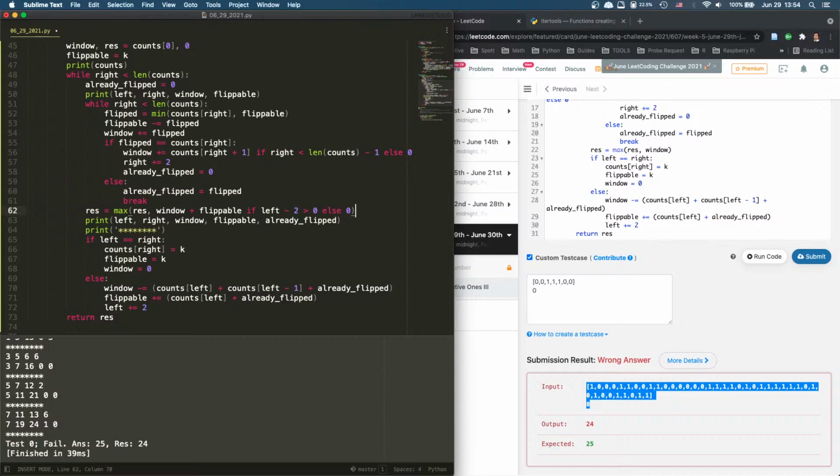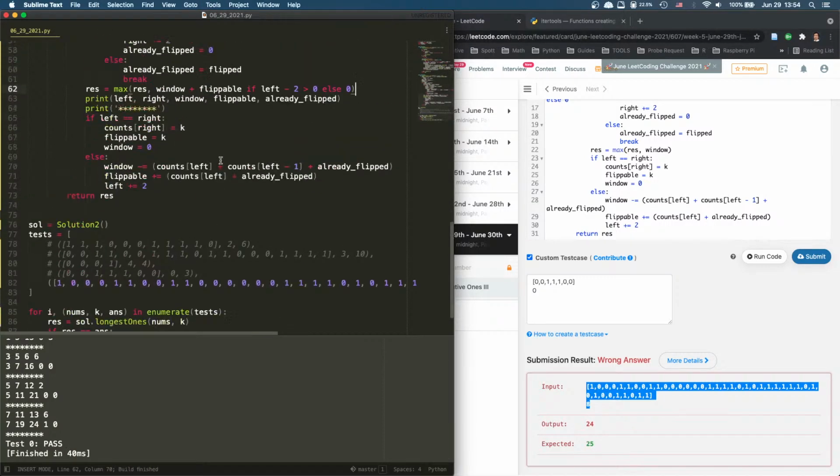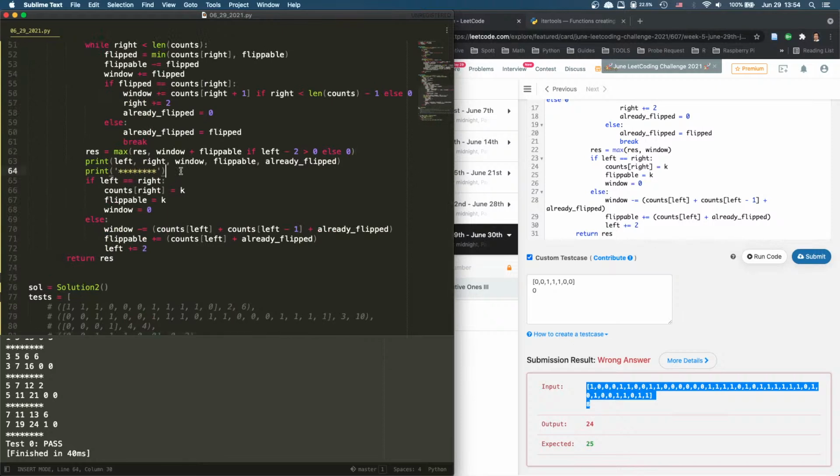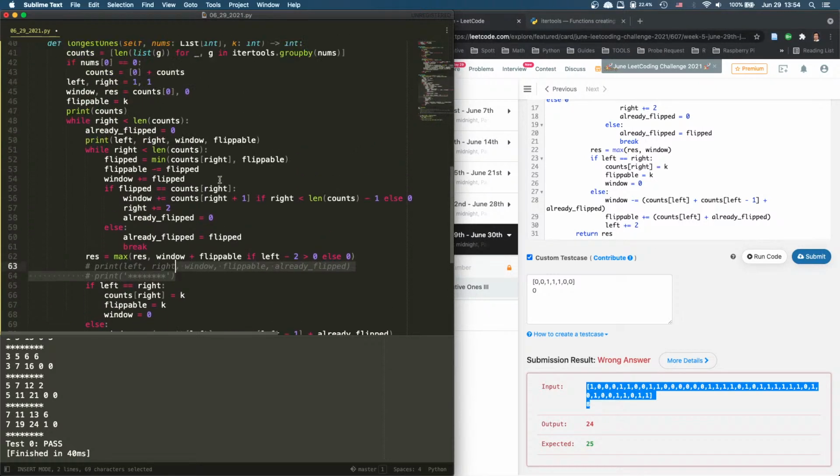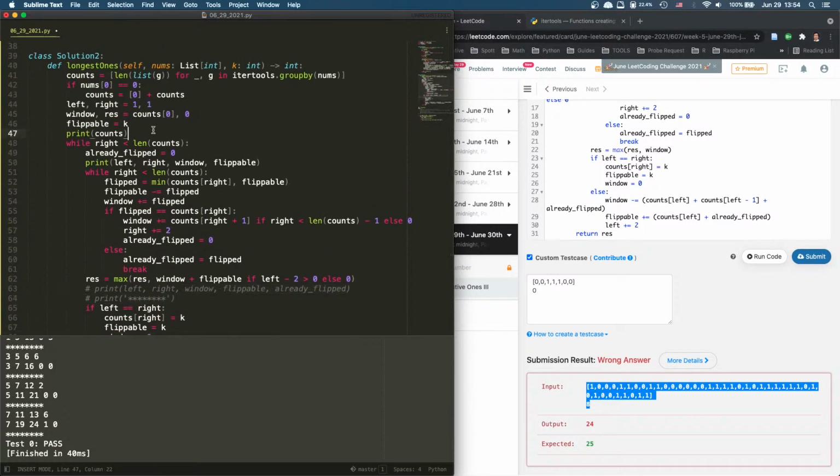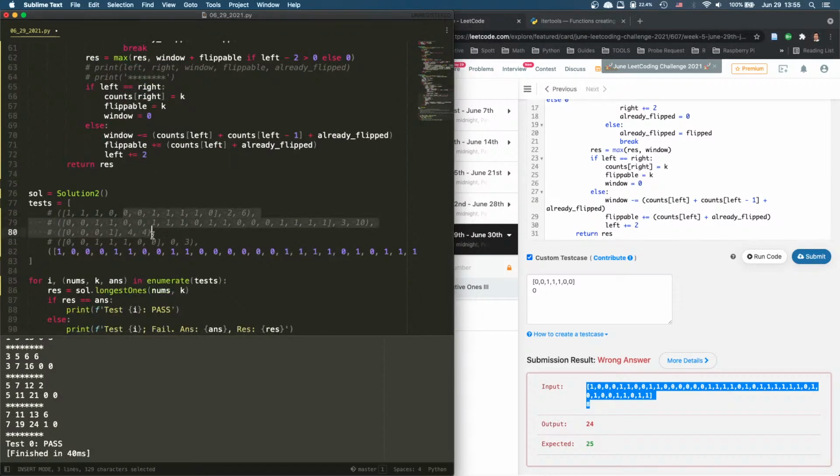Which I think, but I don't want to mess around with the window. So this one will pass. So I don't want to mess around with the window. So when we do the result, we add this. Yeah, comment out all this. Let's check.